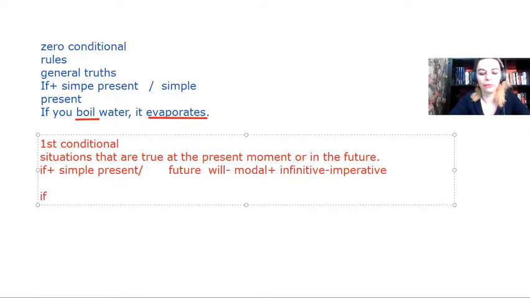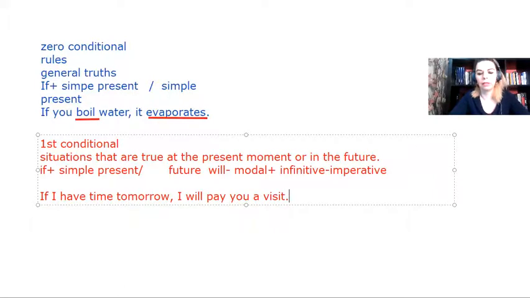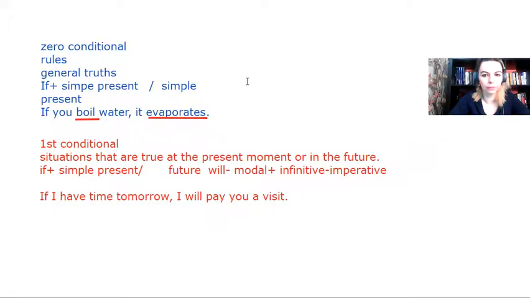Now let's take the first one. So we have, if I have time tomorrow, I will pay you a visit. Pay a visit, visit someone. So we noticed that in the if sentence we have simple present. Okay. And then in the other sentence we have future with the verb will. I will pay you a visit. Okay. And that's the first case, future will.